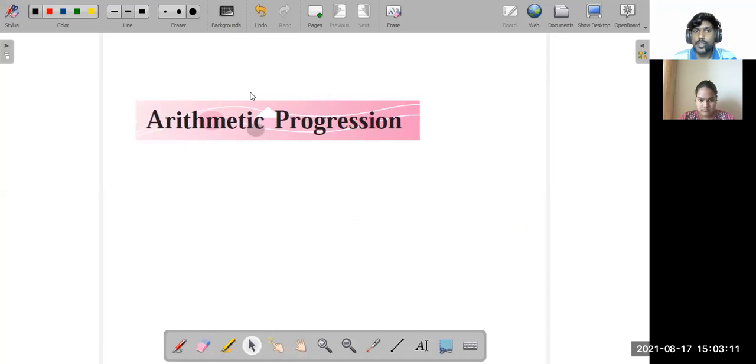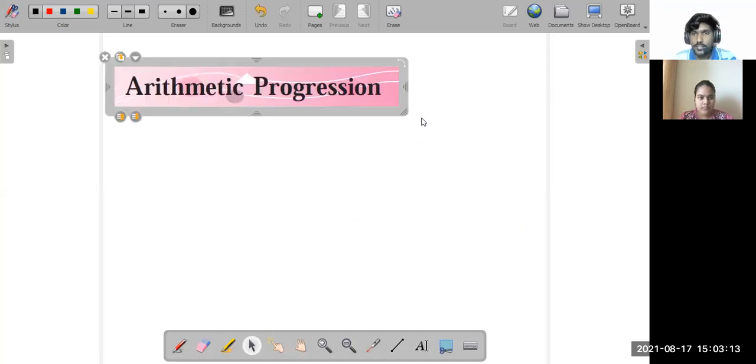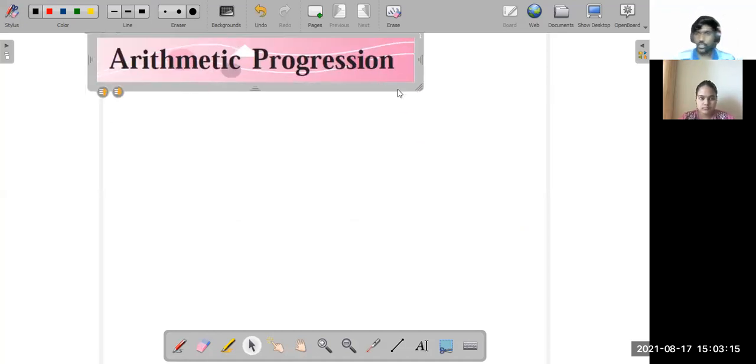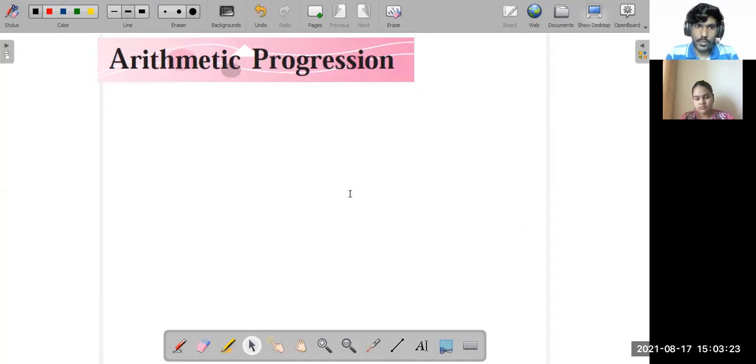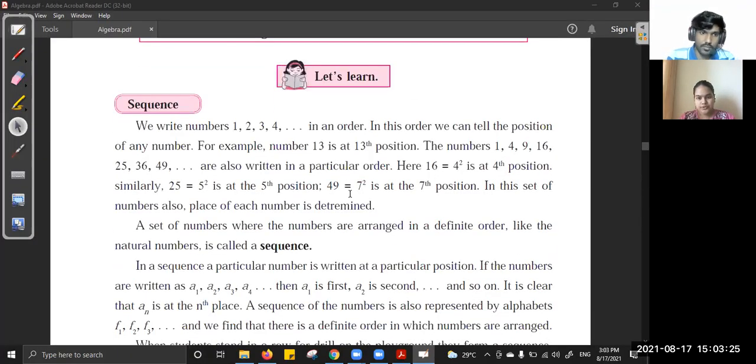So let's start with arithmetic progression. First, let's understand what is arithmetic progression. Now, before knowing what is arithmetic progression, you need to know what is sequence. Do you know what is a sequence? Things that are in an order. Yes. So if you write the numbers 1, 2, 3, 4 in order.